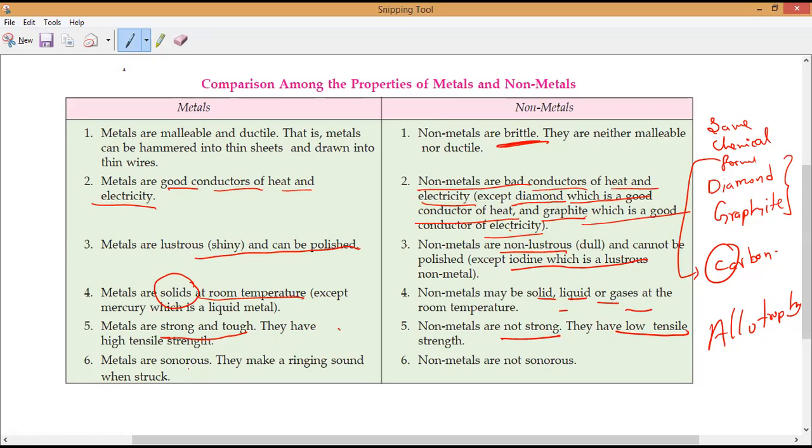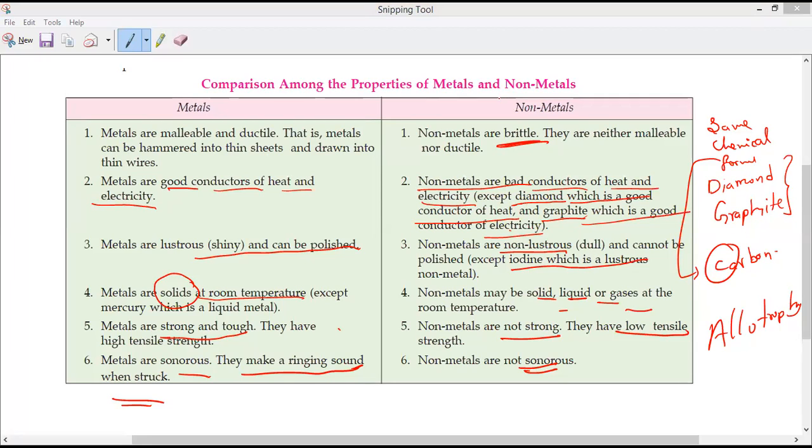Next, metals are sonorous: they produce a ringing sound when we strike them, but non-metals are not sonorous in nature, as they will never produce a sound when hit by some other object. Is it okay, everybody? So these are the 6 points which all of you should learn. Comparison between metals and non-metals. If madam asks, you have to answer like that.